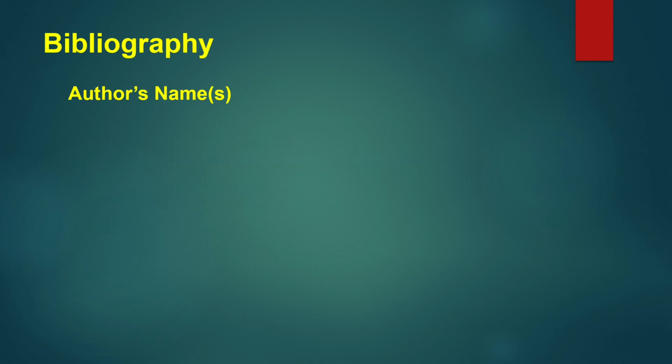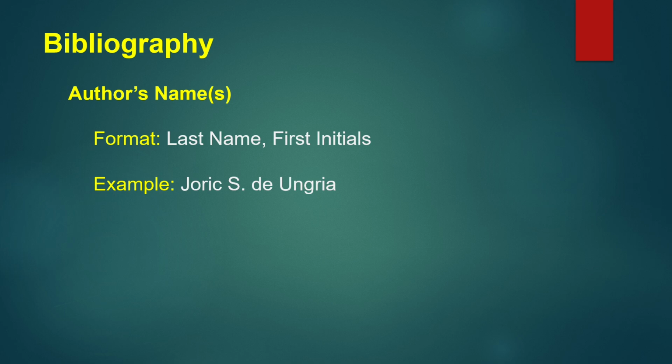Now, for the author's name, you should get his or her full name and it should be in this format. Last name first, followed by the first initials. So if the name of the author is Jorik S. de Ungria, it should reflect on the bibliography as de Ungria, J.S.